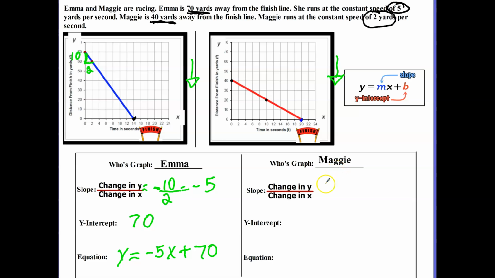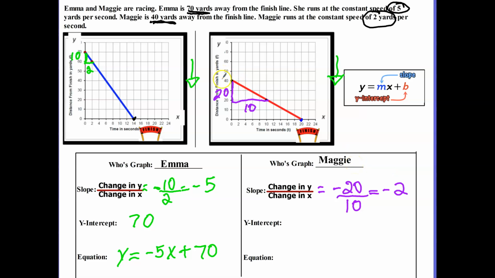Now for Maggie's graph, let's find the slope. So when you look at 2 points, we can see the change in y is going down from 40 to 20, down 20, and to the right from 0 to 10 is 10. So the slope will be negative because it's going down. Negative 20 divided by 10 is negative 2. So that's the slope for Maggie.